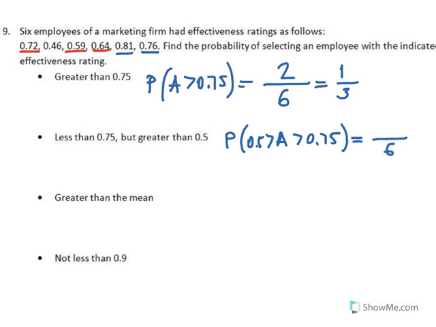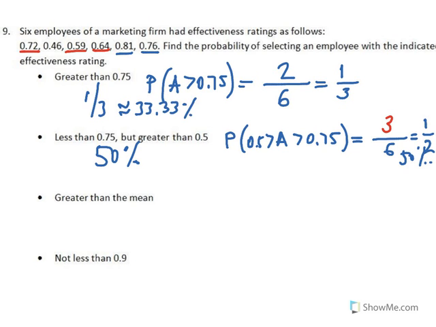How many of those are there? 3. So it's 3 over 6 equals 1/2, or 50%. This is 50%, right? And this is 1/3, which equals approximately 33.33%. Okay, third, greater than the mean.